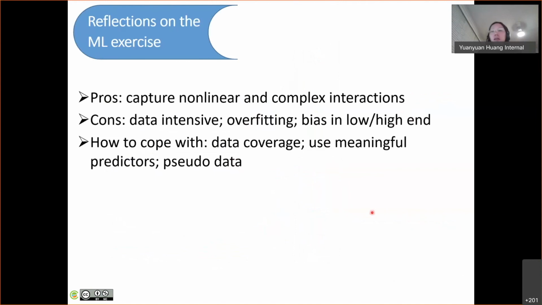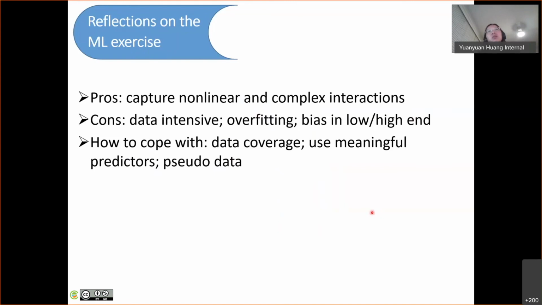Reflecting on the exercise, I feel that machine learning algorithms are really helpful, especially for studies characterized by a lot of nonlinear responses and very complex interactions. On the other hand, machine learning methods are very data intensive, so we need to collect as much data as possible. We frequently run into overfitting issues, and I also ran into bias at either the low or high end.